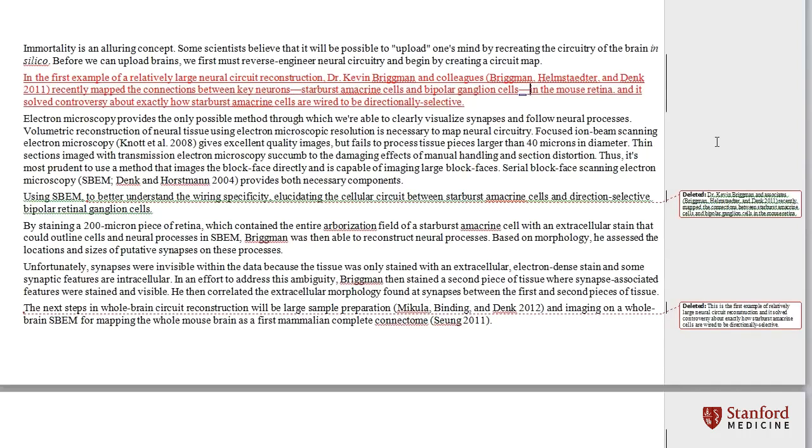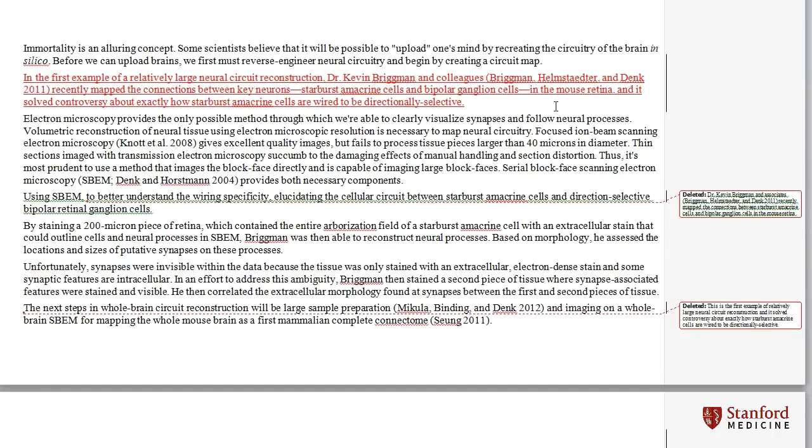We get early on what this paper is going to be about. It's going to be about Dr. Brigman's study where he mapped the connections in the mouse retina. Then we get this statement about how Dr. Brigman's work solved a controversy about exactly how these cells are wired in a certain direction. Well, that's a really interesting fact. So this study, Dr. Brigman's study, was also very important because it solves a particular controversy.